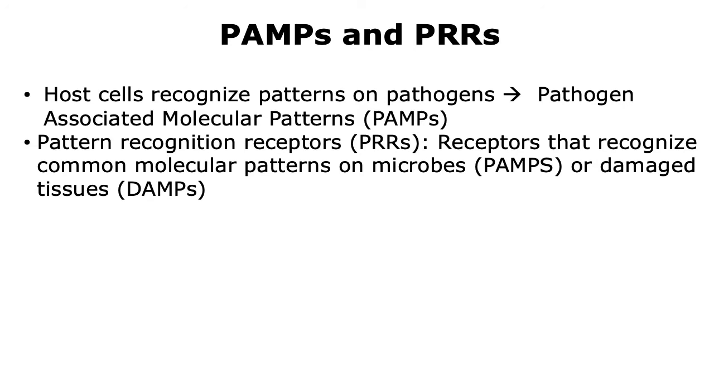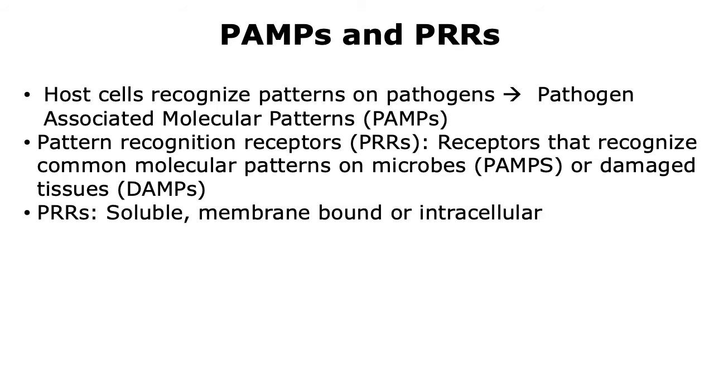Now, the pattern recognition receptors are not only able to recognize PAMPs, but they're also able to recognize damage-associated molecular patterns, or DAMPs. And these patterns occur when there is damage to tissues. The pattern recognition receptors can be soluble molecules like ficolin or mannose-binding lectin, but they can also be membrane-bound or intracellular molecules. The pattern recognition receptors that are present in host cells come under different families.